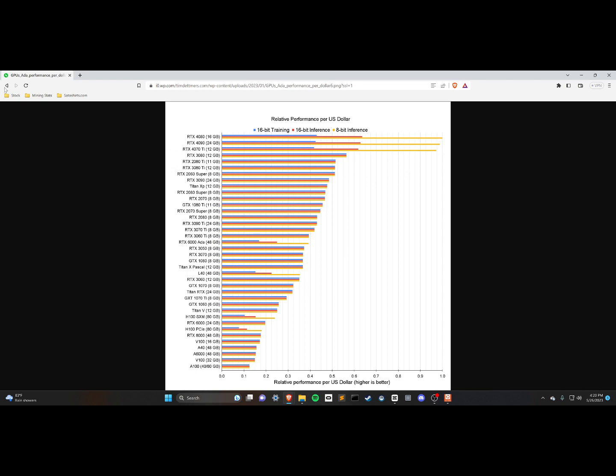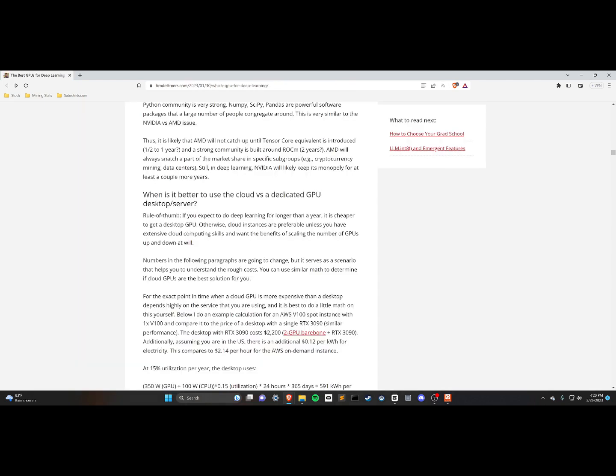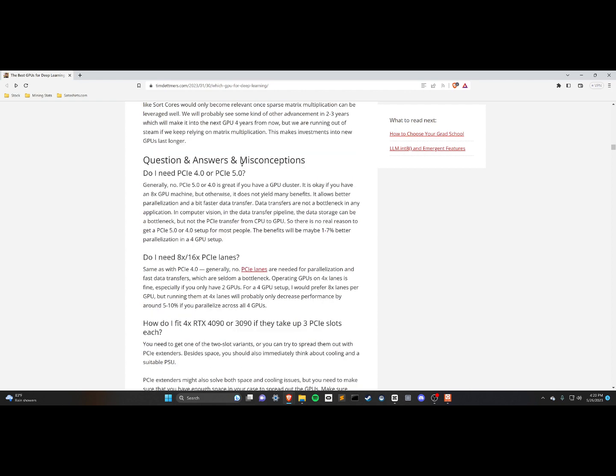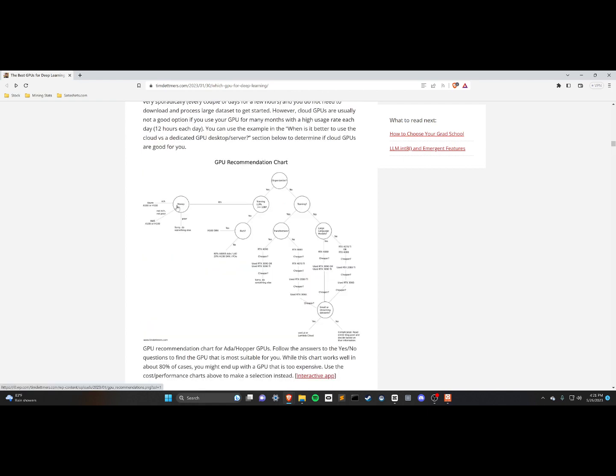So going off some more stuff here, that's all the acknowledgements, all that. There we go. It's got a kind of funny little flow chart here. So organization, yes. Training LLMs, yes. Money, then it tells you to get these ones. If you're poor, it tells you, sorry, do something else. It's pretty solid.